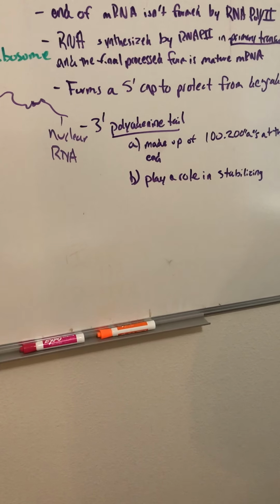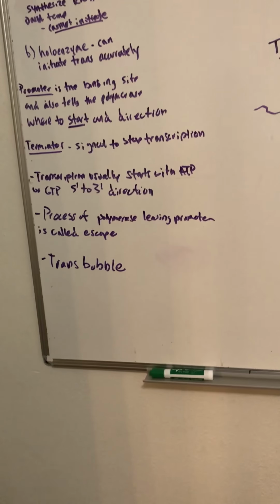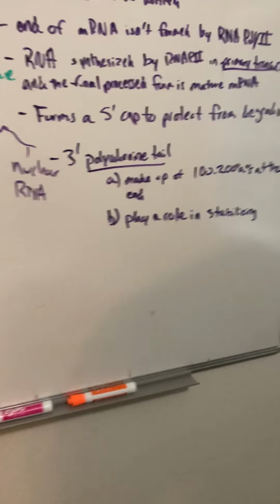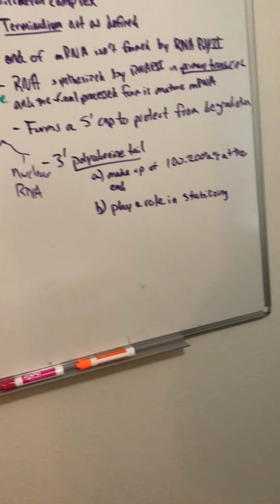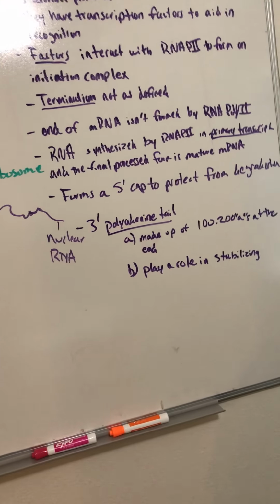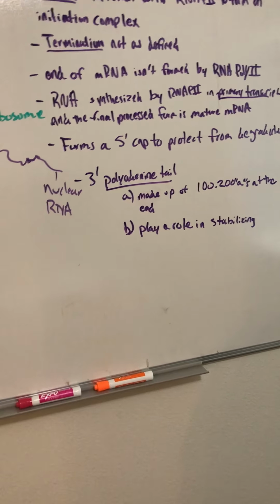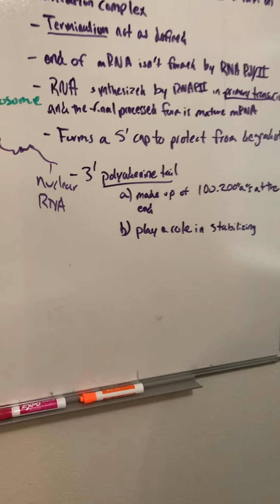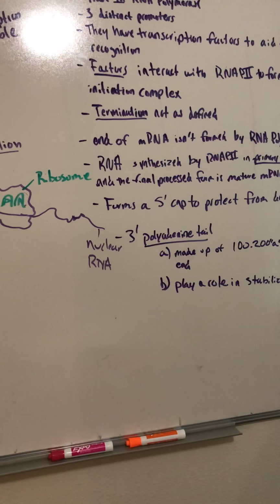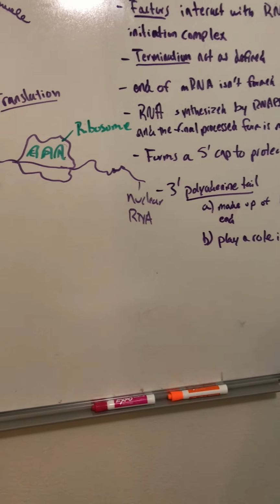Now, the termination is defined just like in prokaryotes. However, in eukaryotes, it's a little trickier, and we'll go into that later. Also, unlike prokaryotes, the mRNA is formed by RNA polymerase 2. RNA is synthesized by RNA polymerase 2 as a primary transcript, and the final processed form is mature RNA, or mRNA.